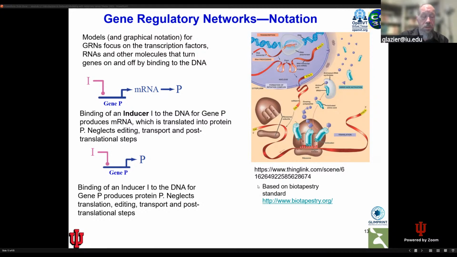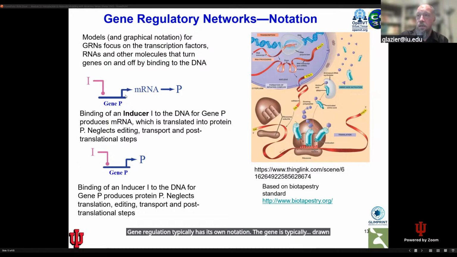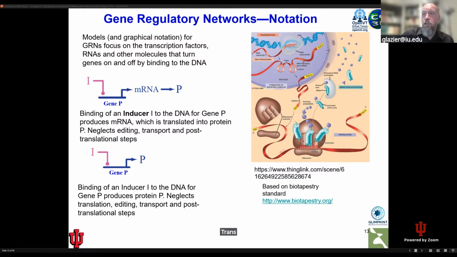Gene regulation typically has its own notation. The gene is typically drawn as a horizontal line with a little up and bent arrow to the right to indicate transcription. Here I have I is an inducer. The little lollipop arrow indicates that the presence of I increases the rate of transcription of the gene.